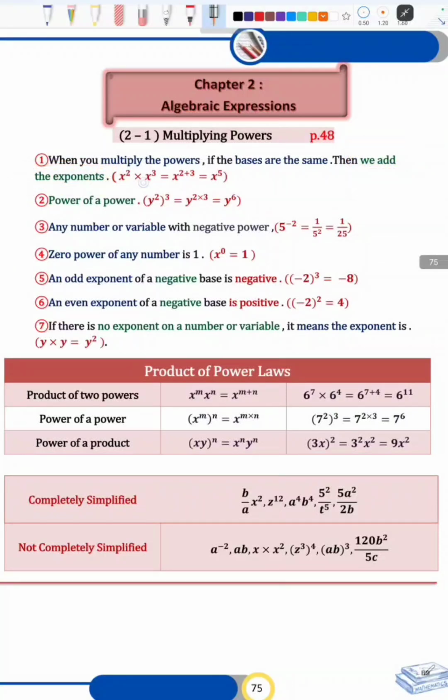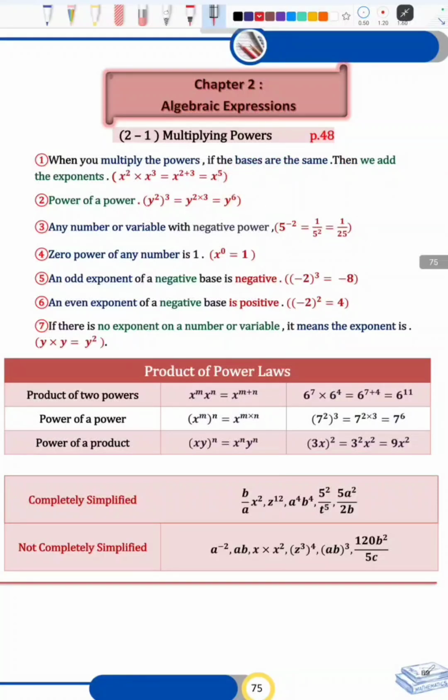For example, here you have x and x, so the bases are the same. There is multiplication between them. So when the bases are the same in multiplying powers, we're going to add the exponents. We'll say 2 plus 3. So it will be x, since we have the same base, x to the power 2 plus 3. 2 plus 3 equals x power 5, okay? This is the first rule.